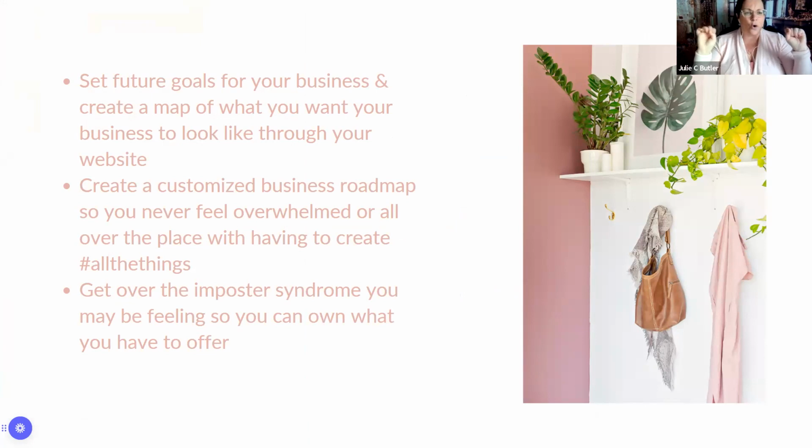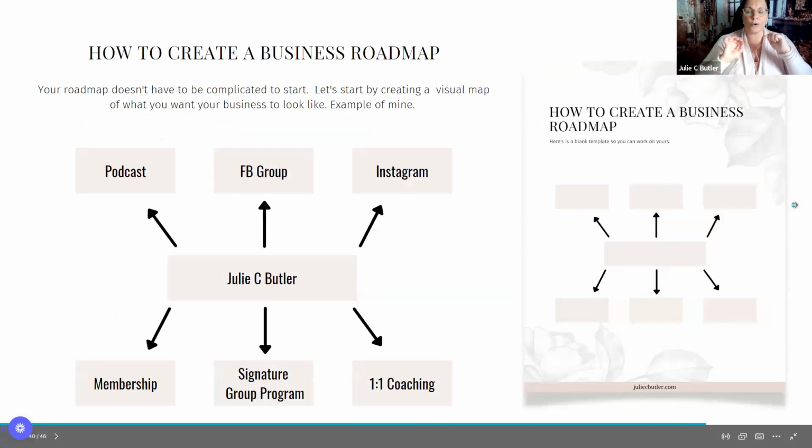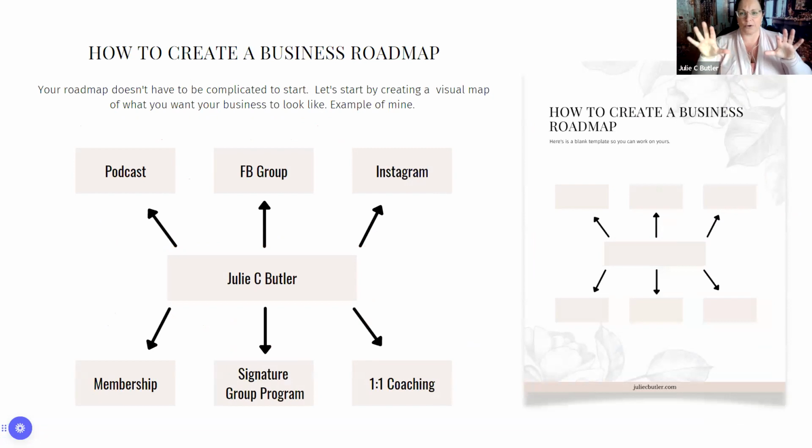And we're going to get over the imposter syndrome you may be feeling so that you own what you have to offer, right? Here's that little mindset piece again. And this is in your workbook as well. So you have access to this and you can do this exercise in your workbook. So basically, you are at the core center, right?